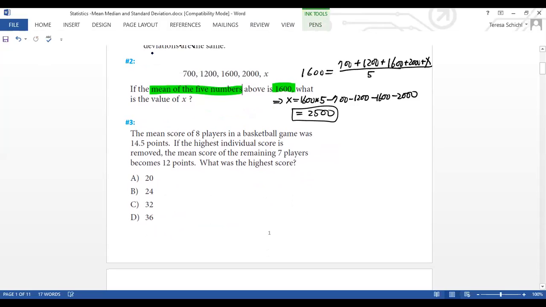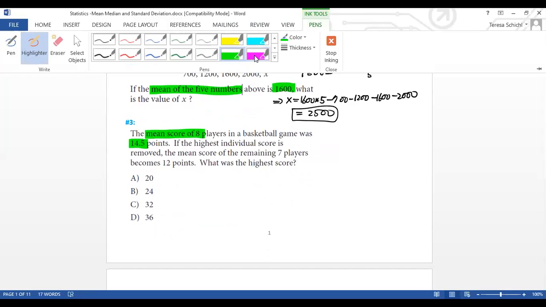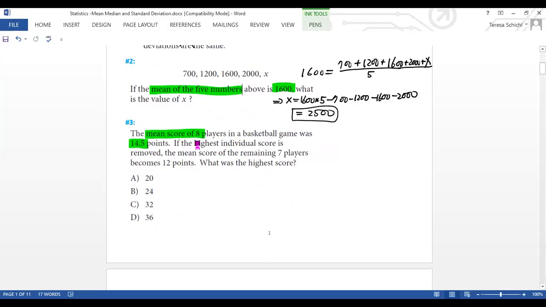Okay, number 3, let's find another keyword here. Let's say the mean score of 8 players was 14.5. So that's the average of the 8 players. If the highest individual score is removed, the mean score of the remaining 7 becomes 12. What is the highest one?